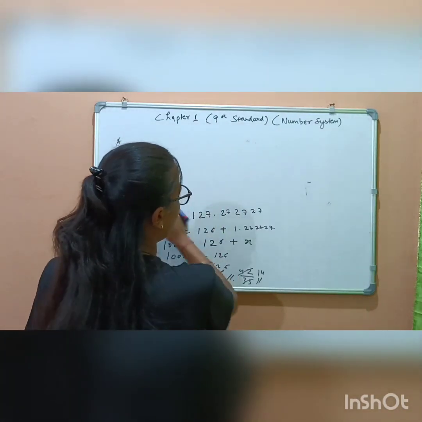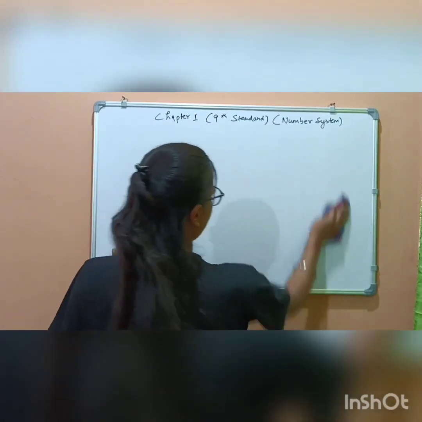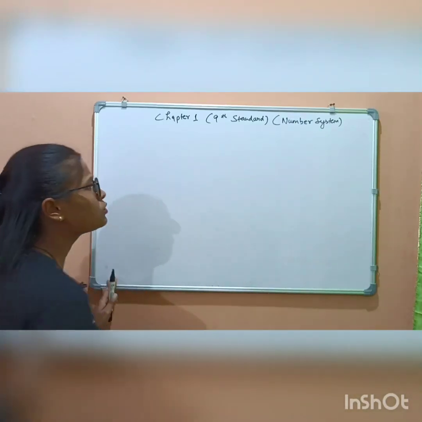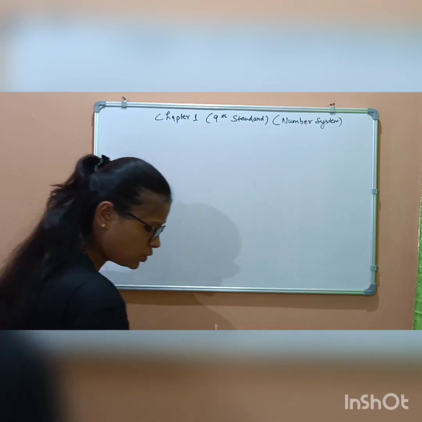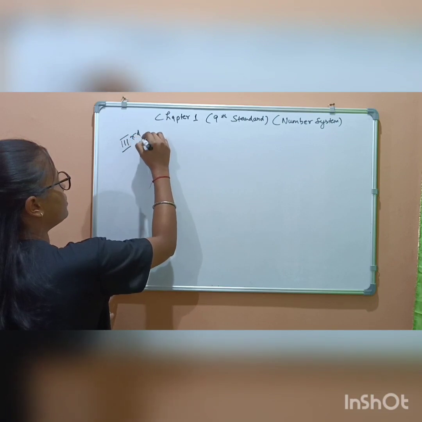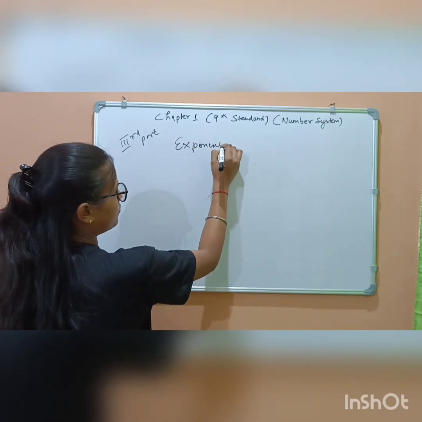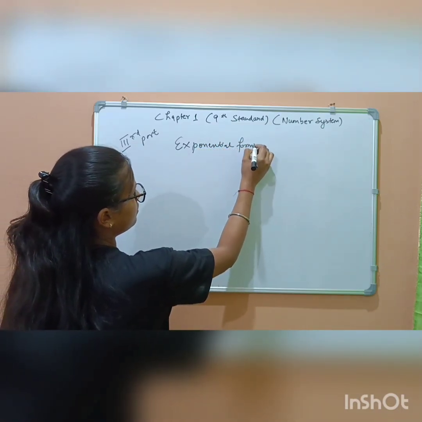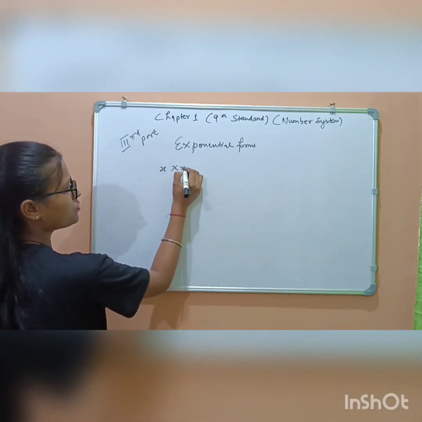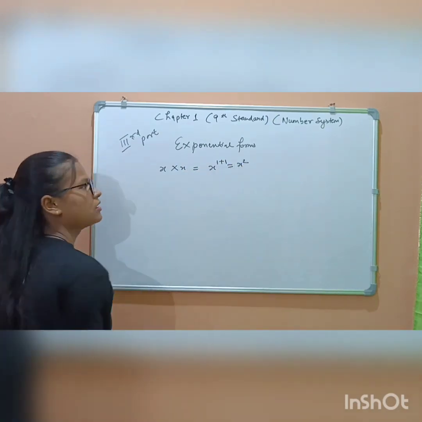Now we will cover the next part of this chapter. I hope these two things are very clear to all of you. Now I'll cover the third part, that is exponential forms. What do you get when you multiply x by x? You get x raised to power 1 plus 1, that is x square. Clear?